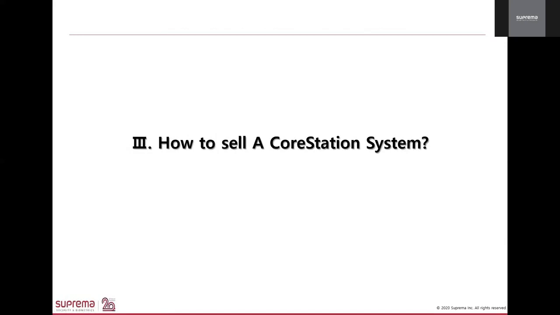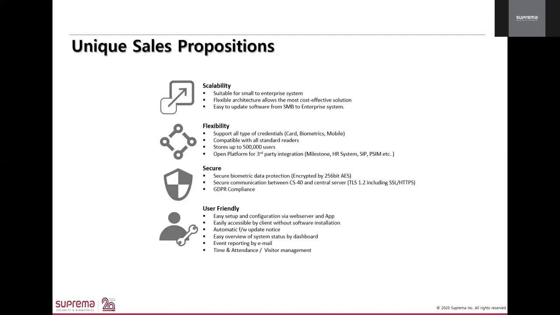Some key points when selling our reader or system. There are 4 key pieces of information that you want to keep in mind. Basically scalability. The CoreStation has a flexible architecture that allows a cost-effective solution. It's suitable for small to enterprise systems. And second, flexibility. The CoreStation supports all types of credentials and is compatible with all standard readers.